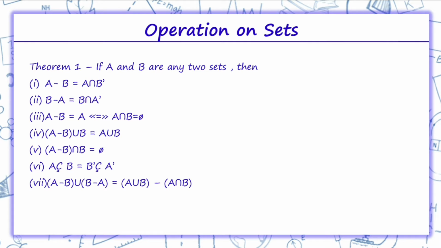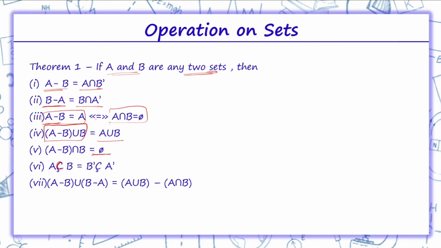Now, operations on sets: we have two theorems over here. The first theorem is, if A and B are any two sets, then we can write A minus B as A intersection B complement. Similarly, B minus A can be written as B intersection A complement. If A minus B is A, this implies A intersection B is a null set, which is represented by phi. A minus B union B can be written as A union B. A minus B intersection B is written as the phi set.